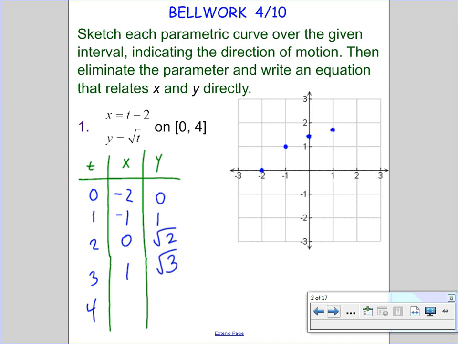And at t equals 4, 4 minus 2 is 2, and the square root of 4 is 2. So it looks like we're at 2, 2. All right. Ain't nothing to it but to do it. We'll go ahead and show the direction of motion as we move from t equals 0 to t equals 4. And we could show that with a couple little arrows indicating the direction of motion.